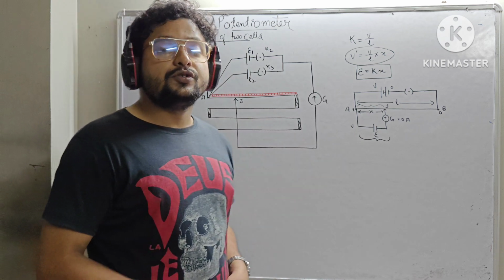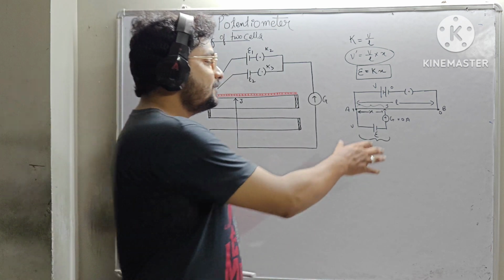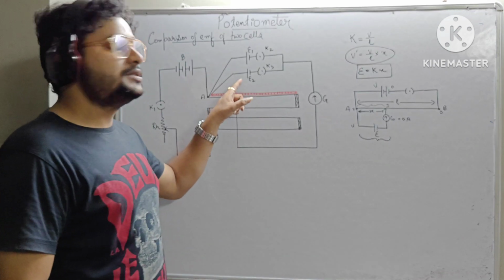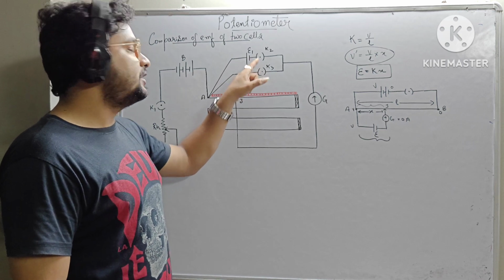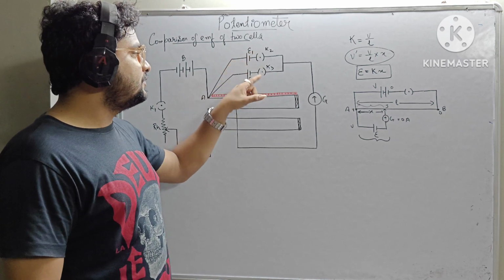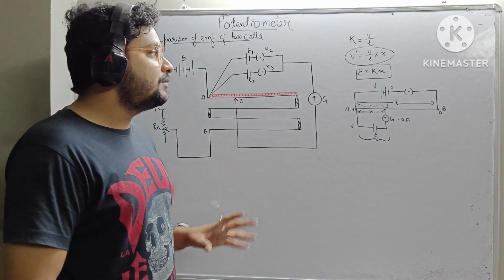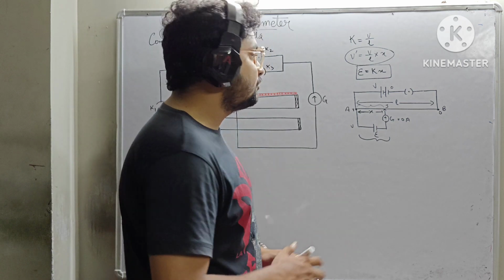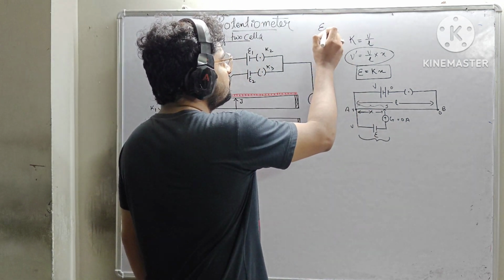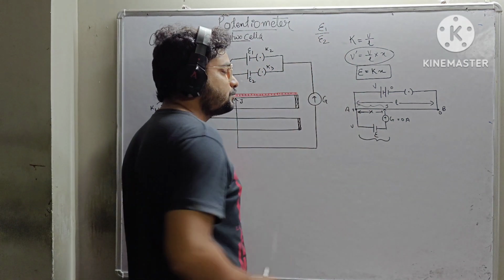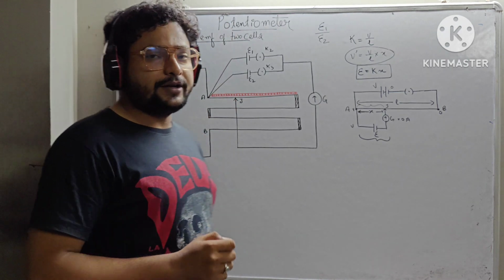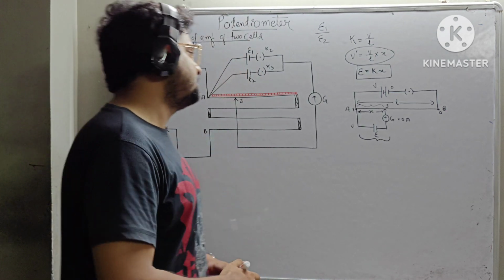Now the only difference over here is, instead of a single cell, I have connected 2 cells and they are connected by 2 different switches. There are 2 different keys, right? And we have to compare the EMF. Comparing the EMF means we just have to find out E1 by E2. So how to find out? The task is very simple.